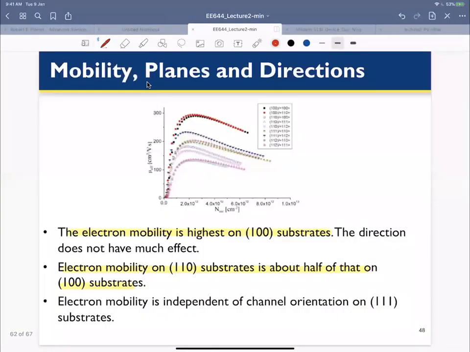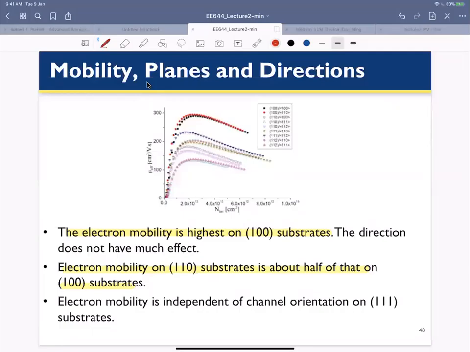We have also discussed this, and there are a lot of papers on mobility planes and directions; this is very well established. Electron mobility is highest in the 100 substrate. The direction on the 100 substrate doesn't have much effect. The electron mobility on 110 is about half of that on 100. So on 110, the electron mobility is the lowest.